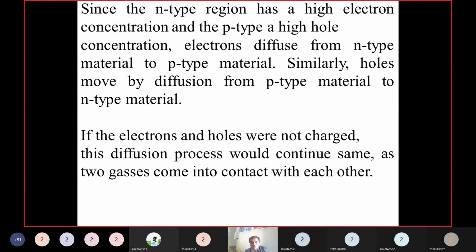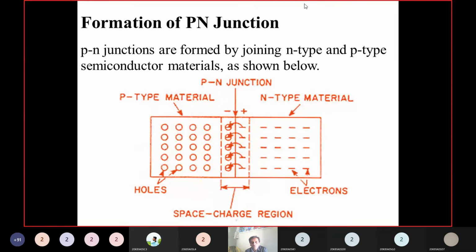Diffusion takes place from higher concentration to lower concentration. On the right side region, the majority charge carriers are electrons, so the density of electrons will be high. That's why these electrons try to move to the P region. Similarly, in the P region, the majority charge carriers are holes, so these holes try to diffuse from the P region.